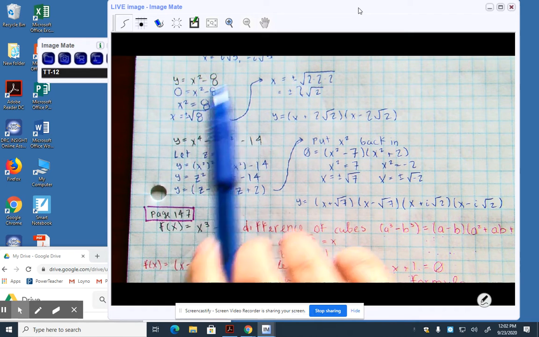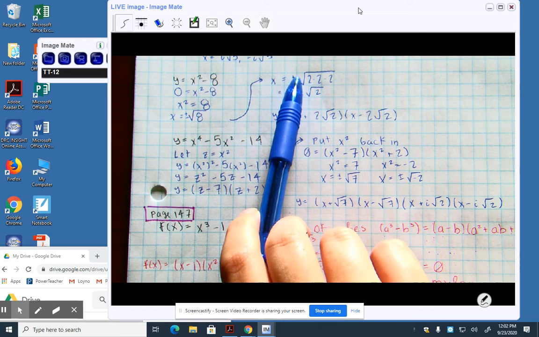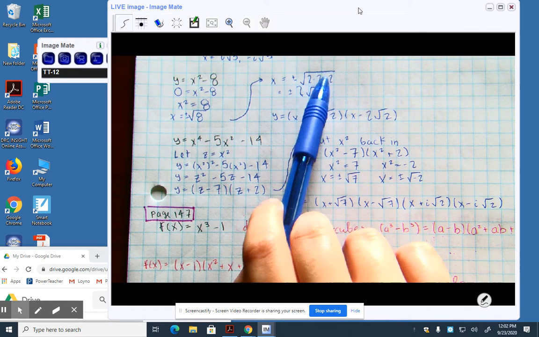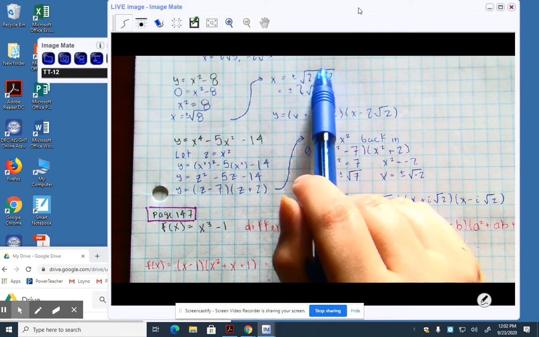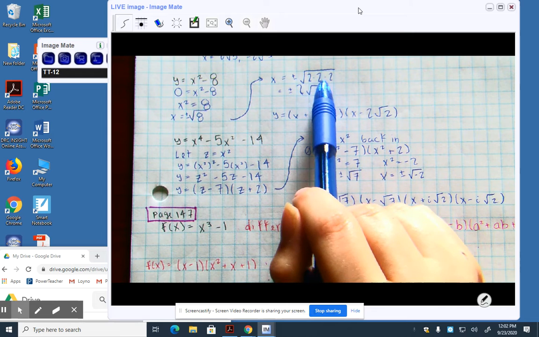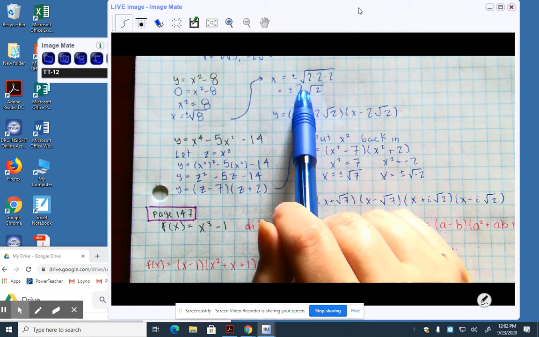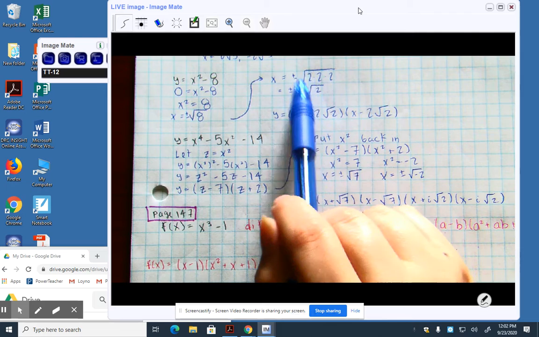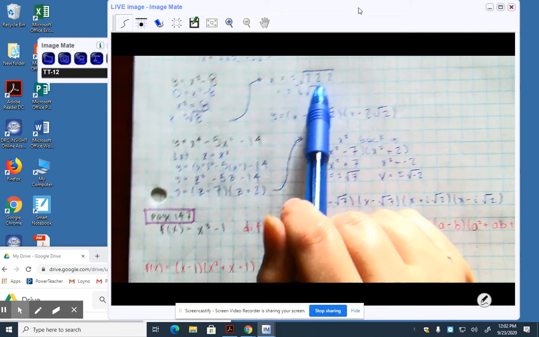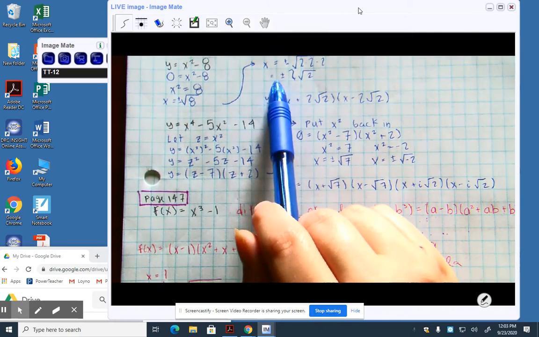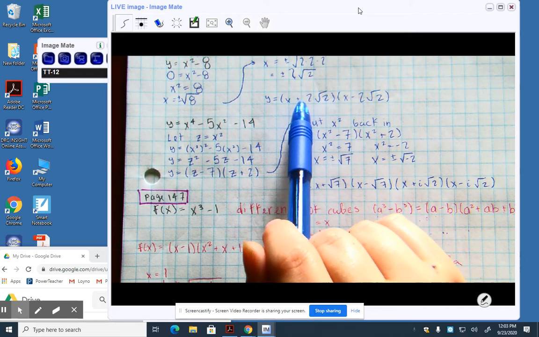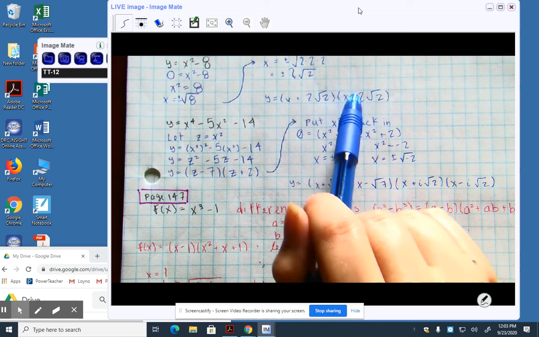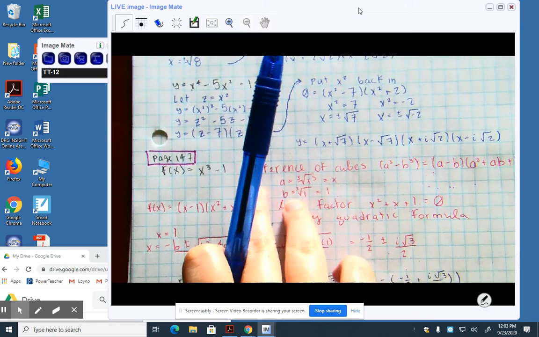But I can simplify this radical, right? Because what is the square root of 8? It's the square root of 2 times 2 times 2. 2 times 2 is 4. 4 times 2 is 8. And I know that if I have two of the same numbers inside of a radical, I can pull that number out, right? Because I'm looking for the square root of 2. This is 2 squared, so it can come on out as a 2. So I have plus or minus 2 root 2, so I put them back in here. x plus 2 root 2, x minus 2 root 2. Boom.